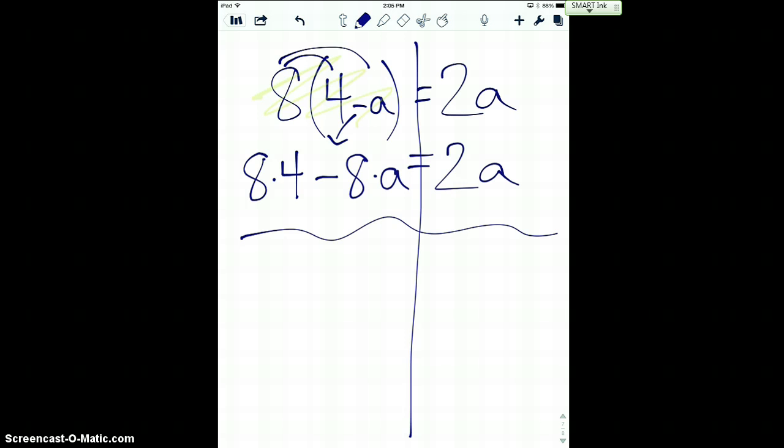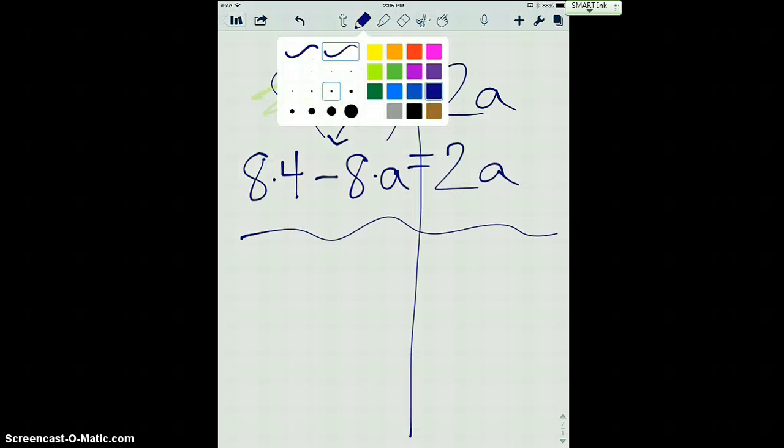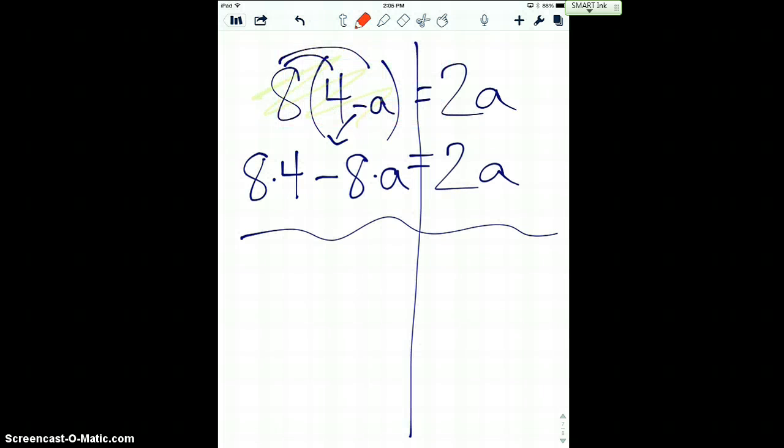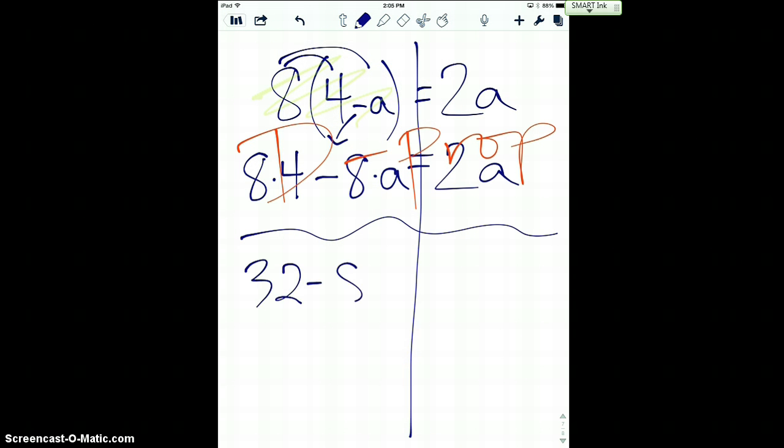So what am I doing in this step? What property am I using? I bet you know it. The distributive property. I'm just going to call it the D prop. Distributive prop. Now if I simplify this, I'm at 32 minus 8a equals 2a.